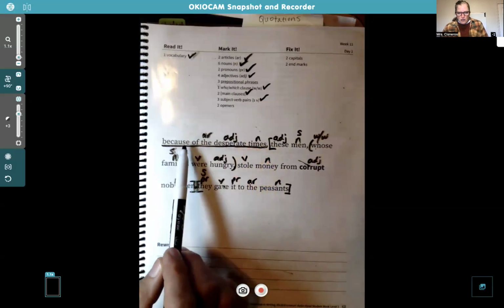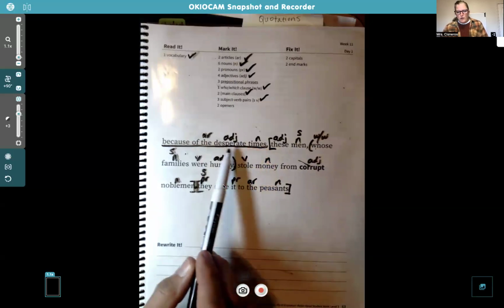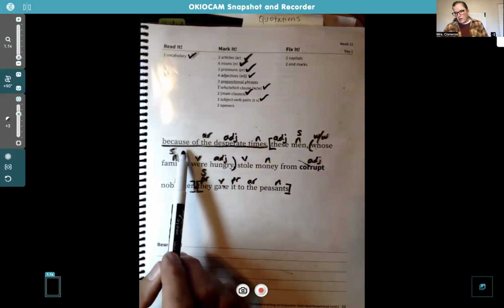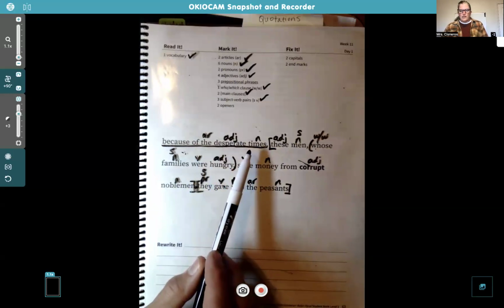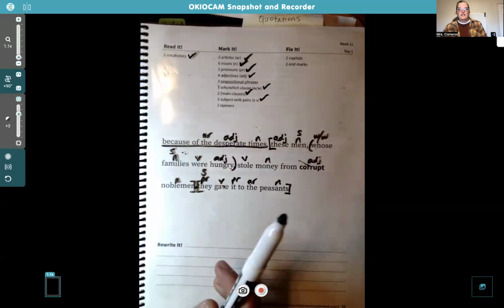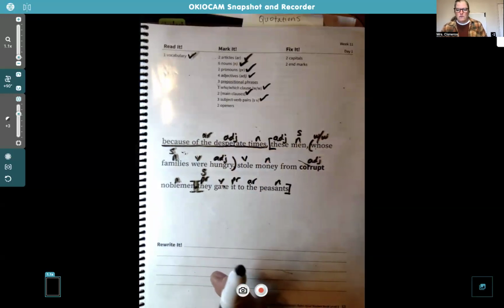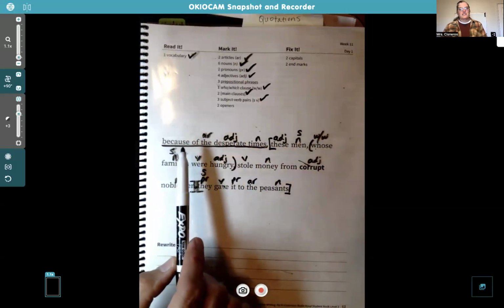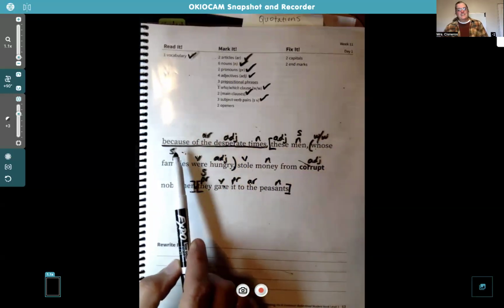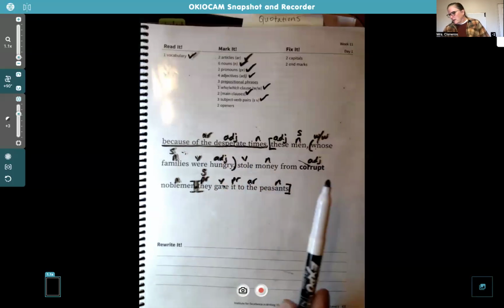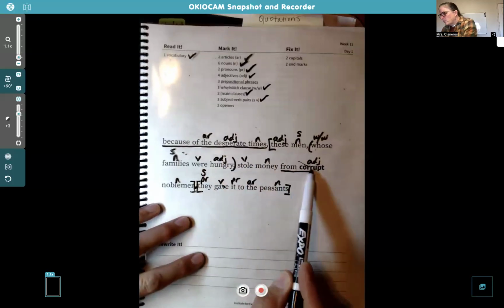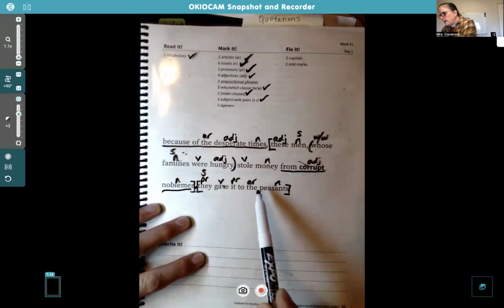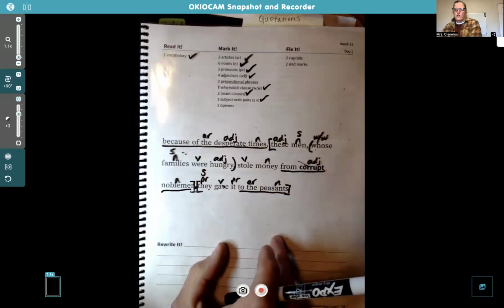So I know that "because of" is a preposition, right? And it's the beginning of the prepositional phrase. If it said something like, because the times were desperate, then "were" would be your verb, and it would be a because clause, but because it says "because of," it is a prepositional phrase. Okay, that's one. From corrupt noblemen is another one, and to the peasants is the third one.